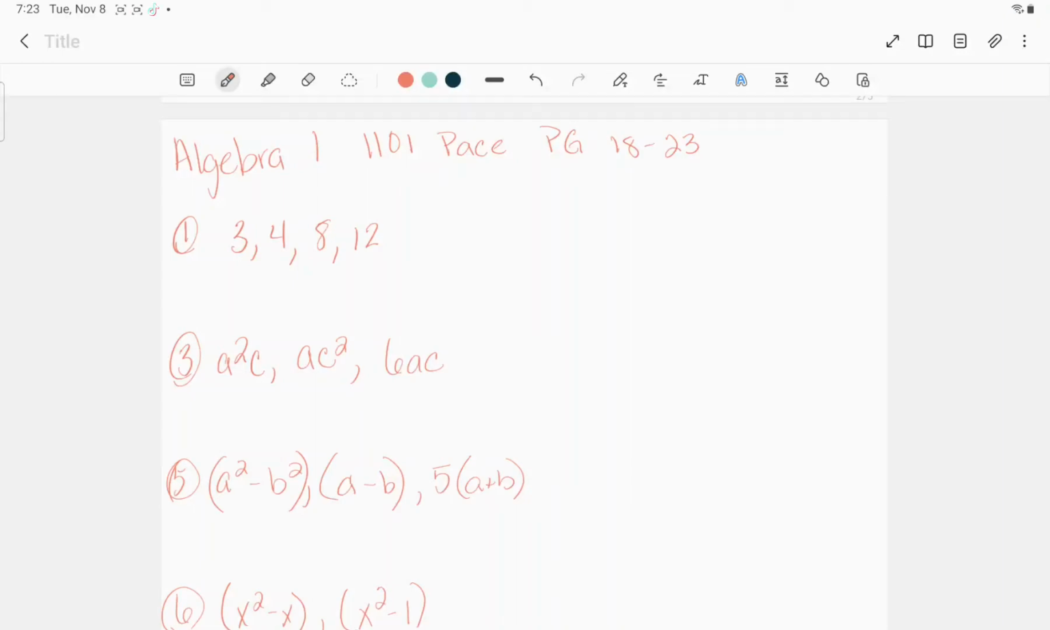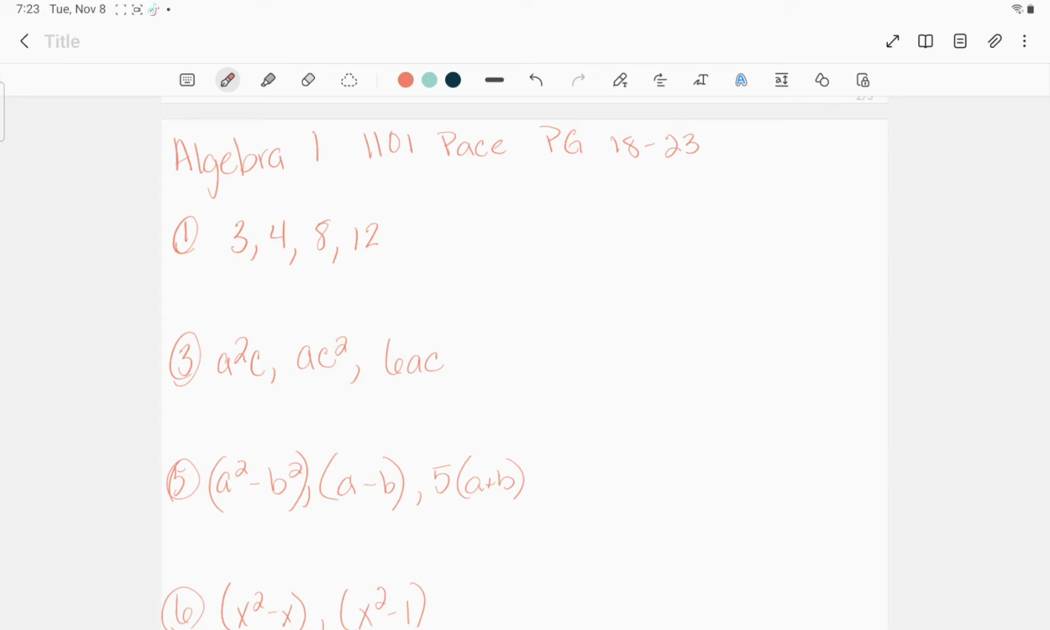Okay, so here we're doing Algebra 1, page 1101. We're going to do page 18 through 23. This is going to feel like a lot, but page 17 and 18 is just kind of prepping you for 19 and 22 and 23. So it is 5 pages, but the information is essentially the same in all of them.